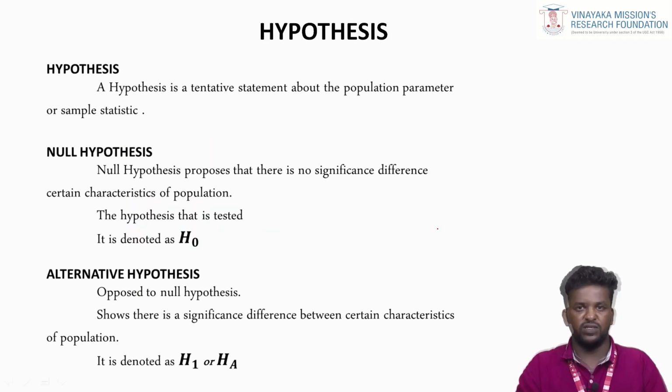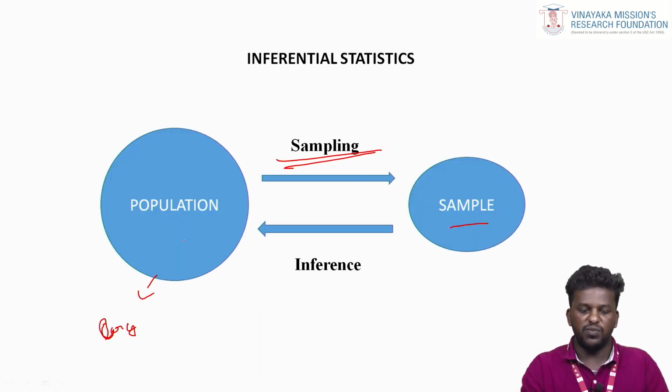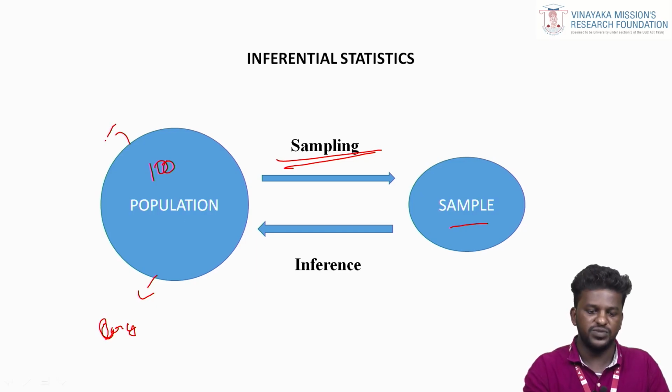What is meant by hypothesis? A hypothesis is a tentative statement about the population parameter or sample statistics. What is meant by a tentative statement? A tentative statement means an assumption about the result, and the result is from the population parameter or sample statistics. Population parameter means measures taken from the population. This is the population, and it contains 100 people. The average weight of the 100 people is 60 kg, denoted by mean because it is the average measure.